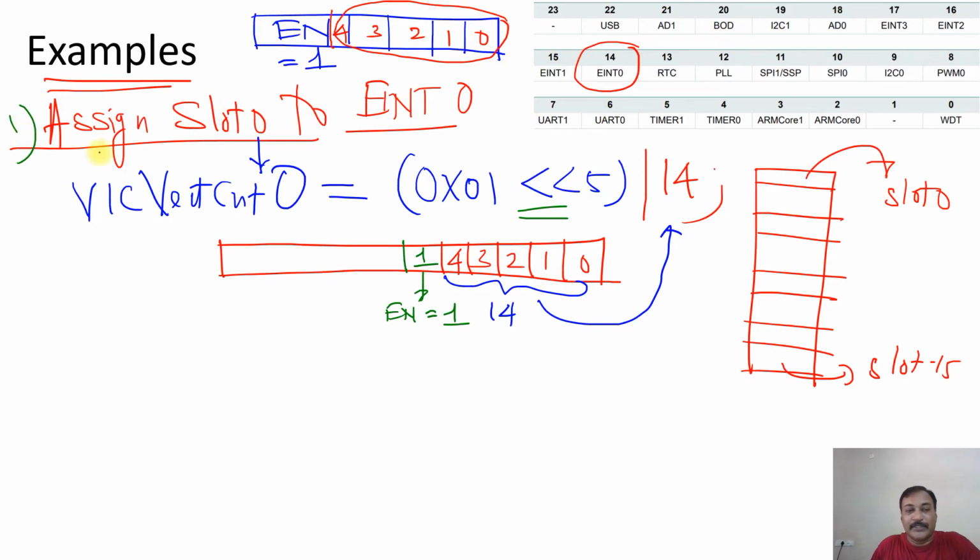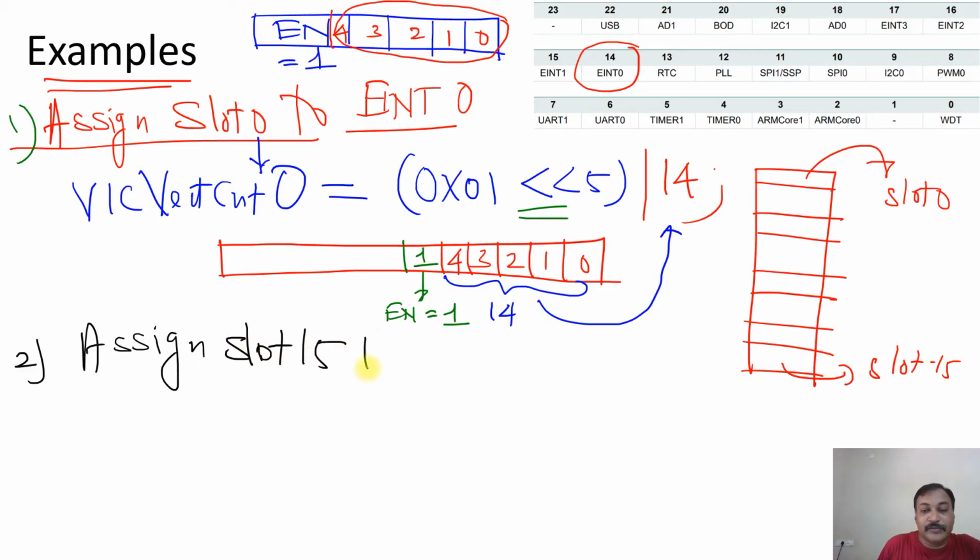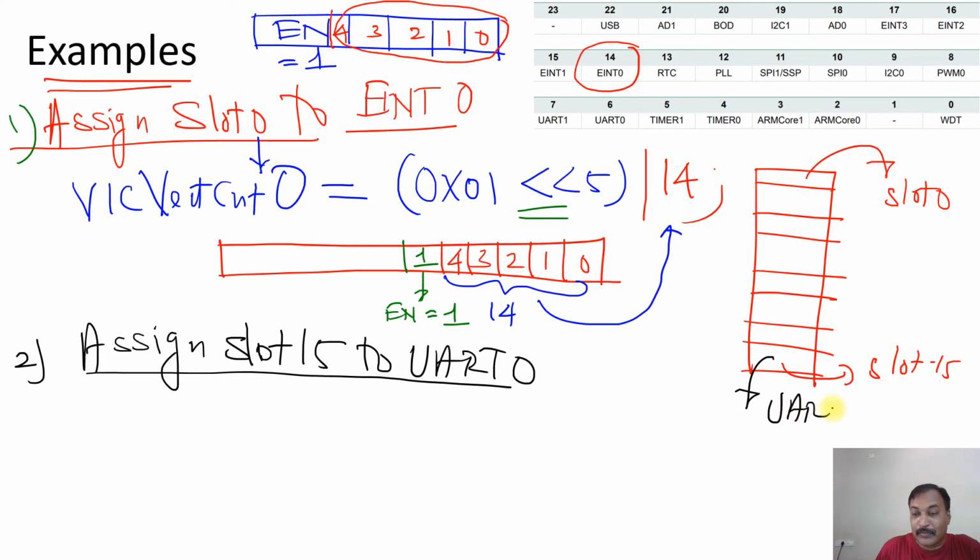So maybe you can see another example. Assign slot 15 to UART interrupt, UART 0. I want to assign the last slot to UART 0, let us say, for example. If I am going to use slot 15, which vector control register do I have to use? Vector control 15.